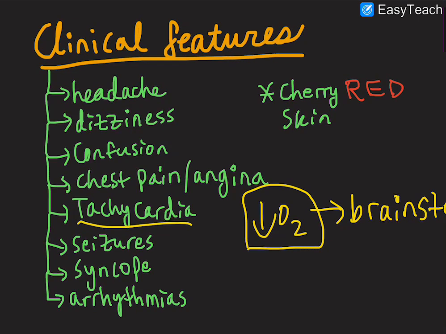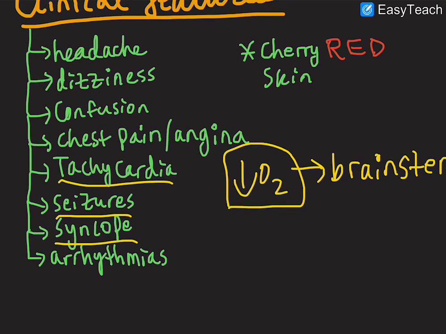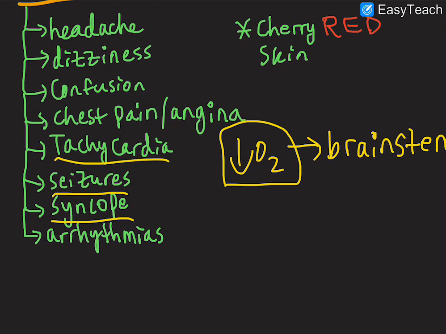Again, we know that if you're not able to deliver oxygen to your brain, that can of course lead to seizures. Again, if you can't deliver oxygen to your brain, that can lead to syncope, or fainting. And also, if we come back to the heart, if you don't deliver oxygen properly to your heart, you may create reentrant circuits, and that can lead to a heart attack, but that can also lead to arrhythmias, or irregular heart rhythms. All right, so hopefully those clinical features or symptoms make sense.